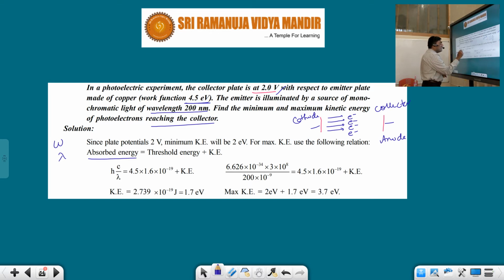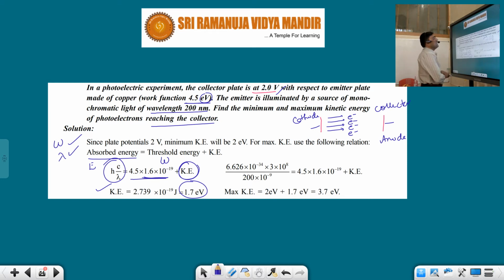So, the absorbed energy E is equal to the threshold energy W plus KE. Here you can write hc by lambda, because lambda is given. So the E part is over, right? W is given, that is the work function, so finished. But it is given in electron volts, be careful. So convert using 1.6 into 10 power minus 19, and calculate the KE value. How much is it coming? 1.7 electron volts. I hope you are very clear. You got 1.7 electron volts.